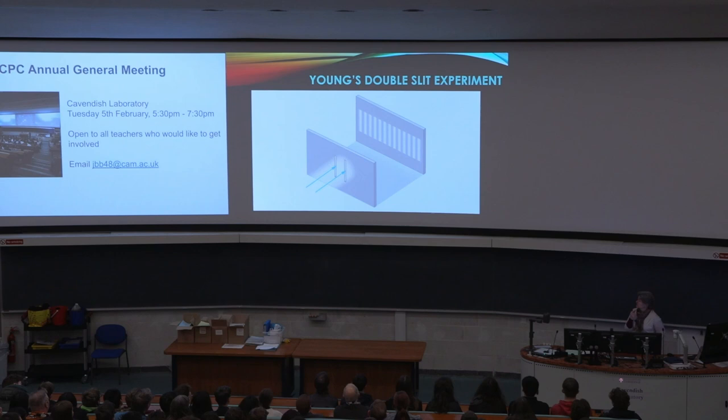So here is Young's double slit experiment. So we've got light coming through two slits. Quite often in experiments, you see this done with a laser, hence the little rig we've got at the back there.